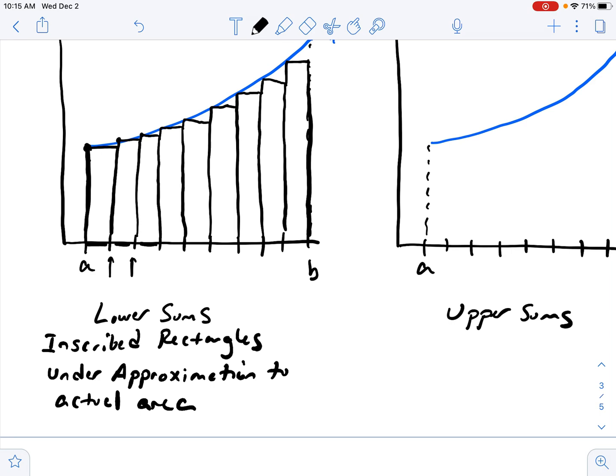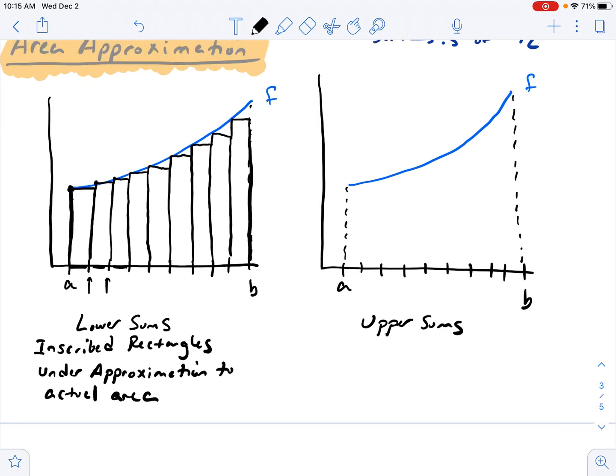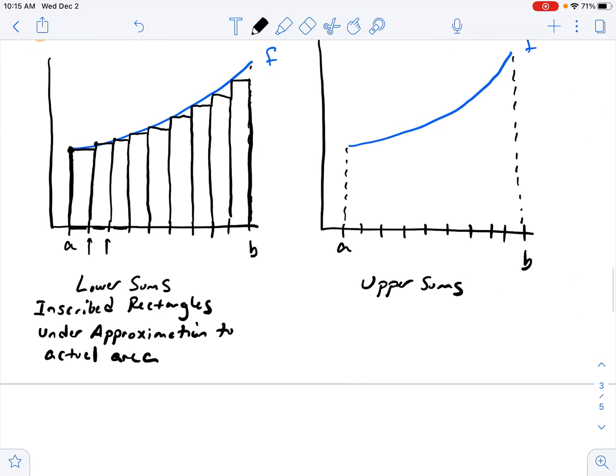Okay? And those are called lower sums when we find the smaller of the two y values to go up to on the function. Okay? All right. The notation for this is lowercase s sub n. That's the notation for lower sums.